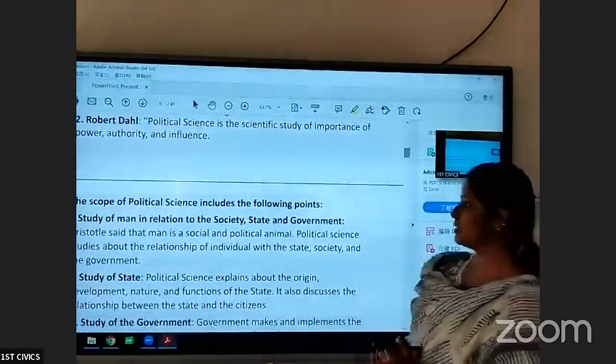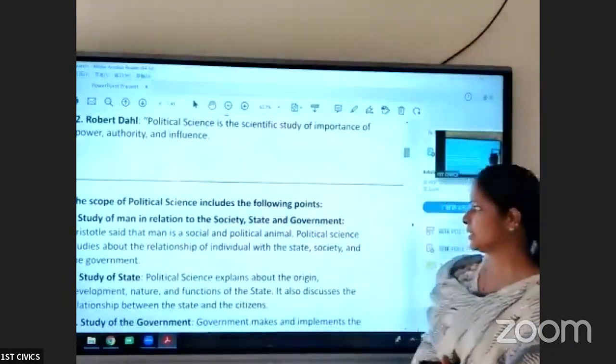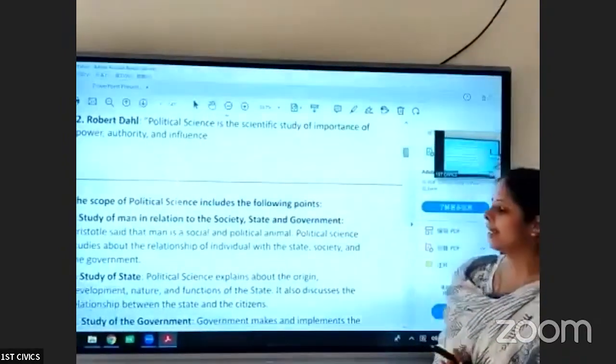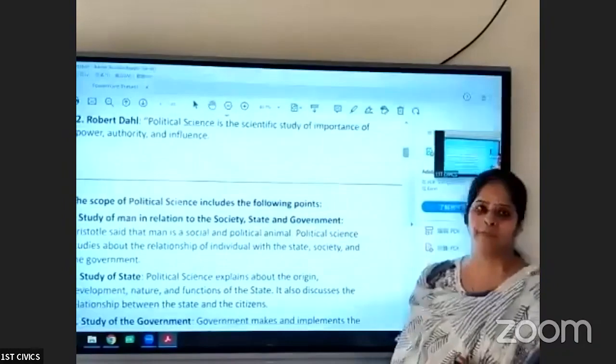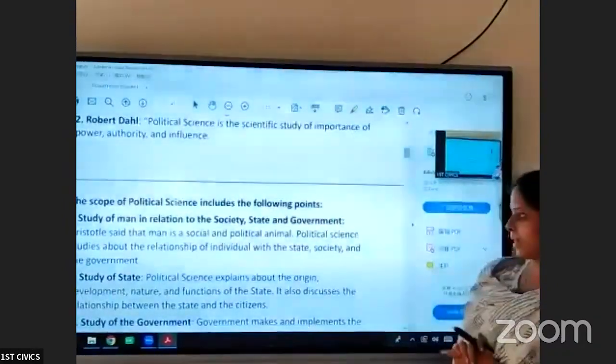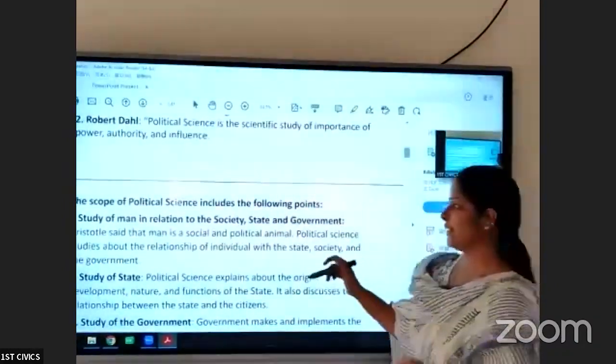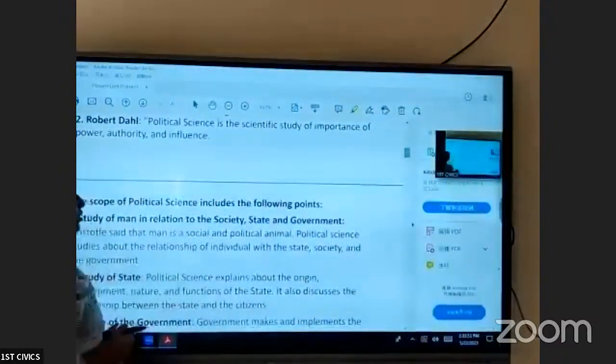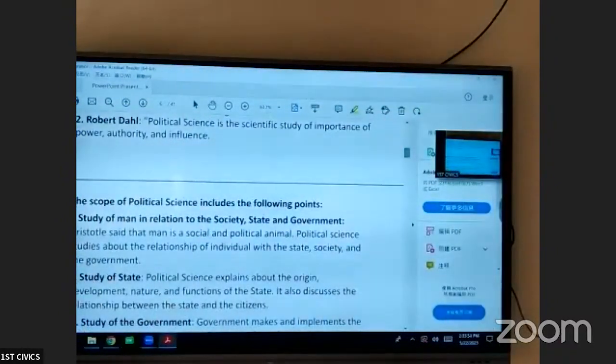So let us now discuss the scope of political science. The following are few points which will help us in understanding the scope. So what do you mean by scope first? Scope means subject matter. So in political science, it studies about man in relation to the society, state, and government.